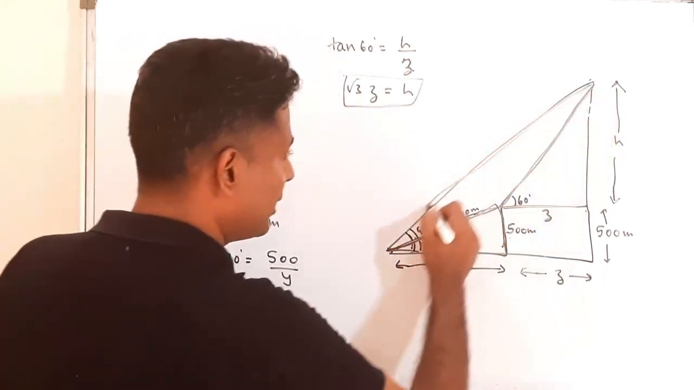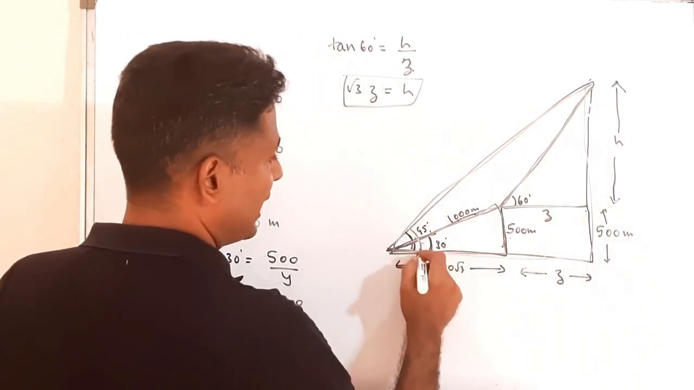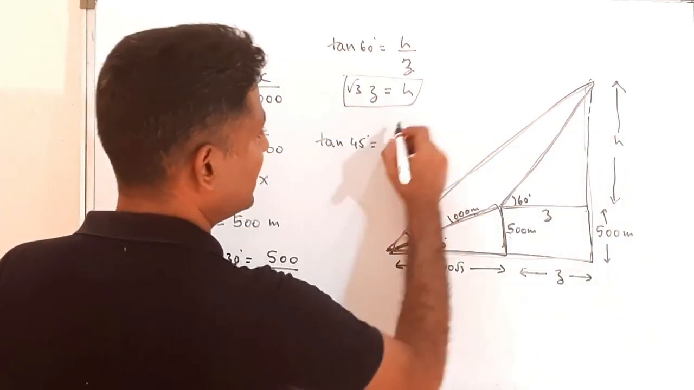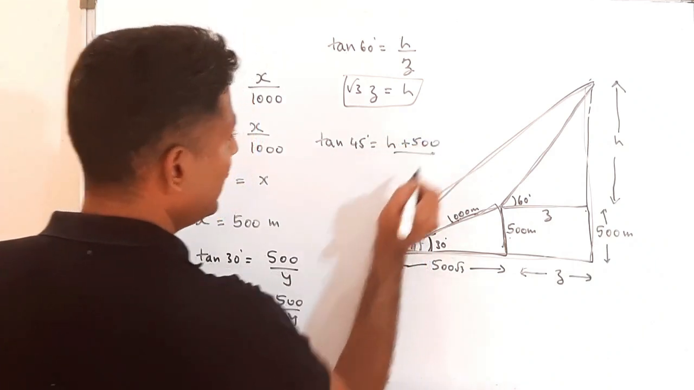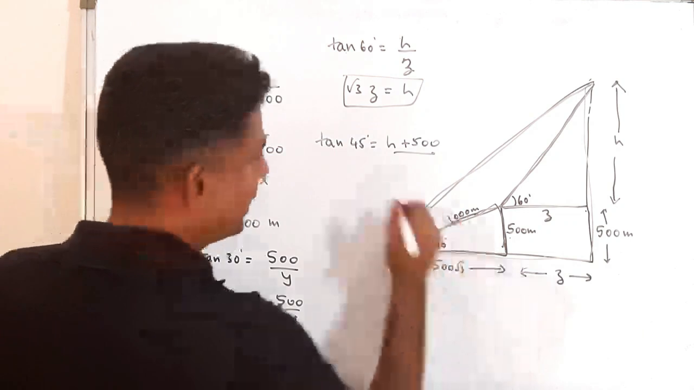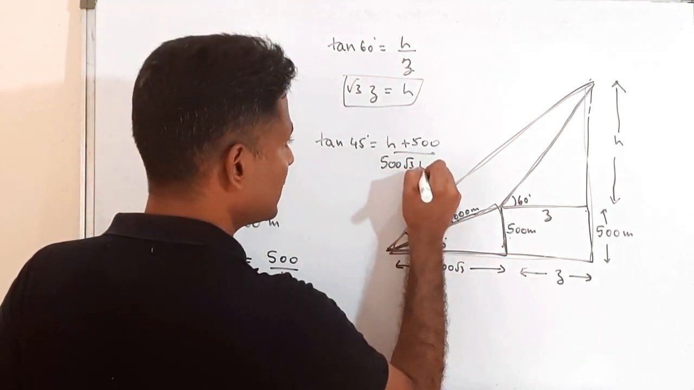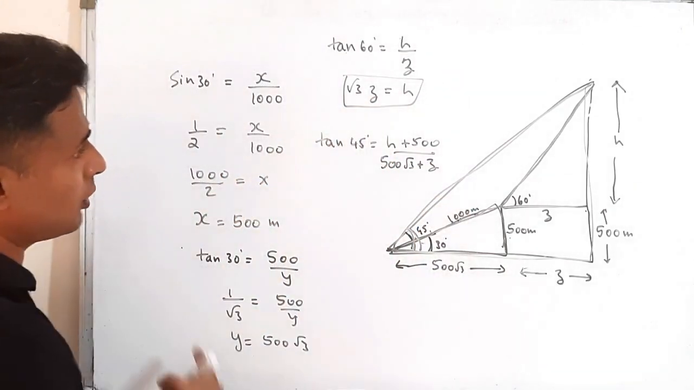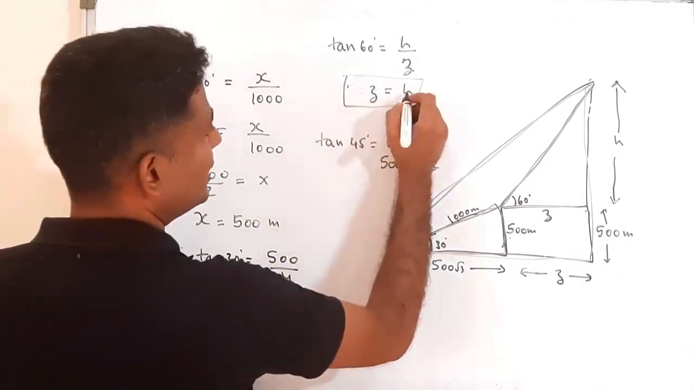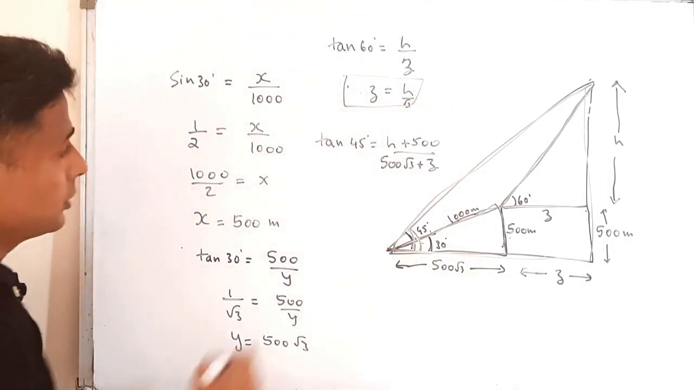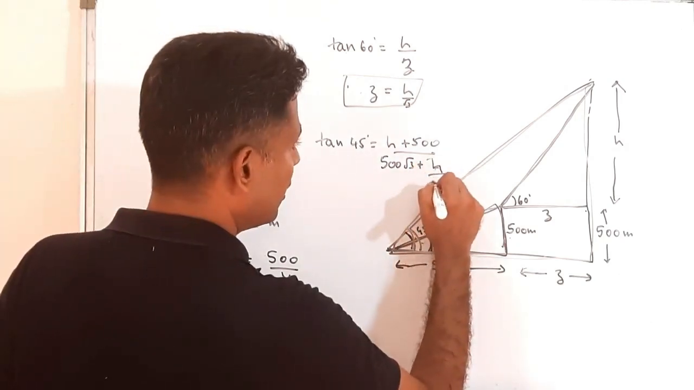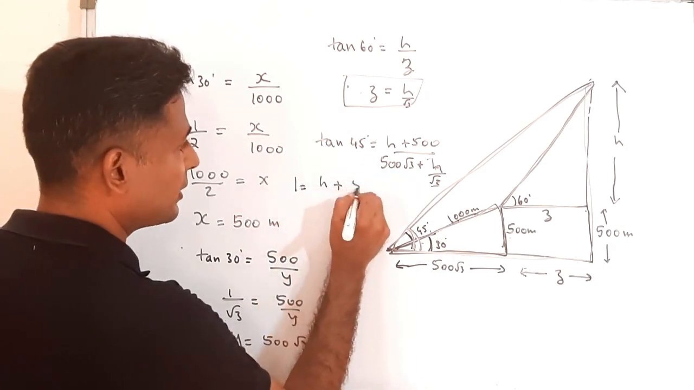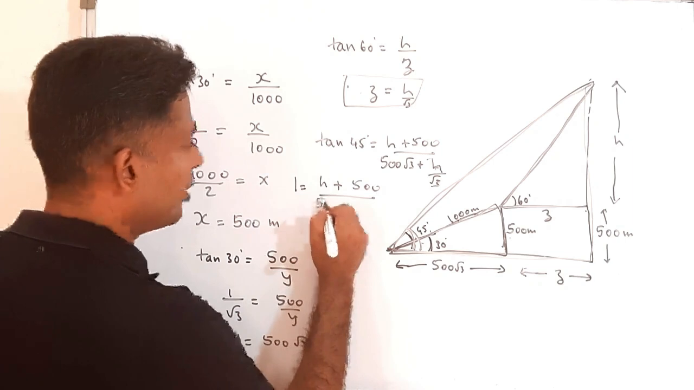Now we'll see the entire triangle, this one, this whole thing. What is the angle? 45 degree. So tan 45 degree equal to opposite, that is h plus 500 by adjacent, that is 500 root 3 plus z, right? Since root 3z is h, z can be written as h by root 3, right? So instead of z I can write this as h by root 3. So tan 45 is 1 equal to h plus 500 by 500 root 3 plus h by root 3.